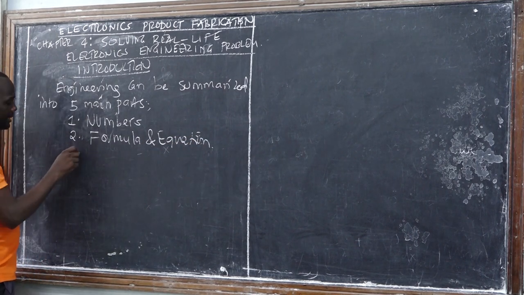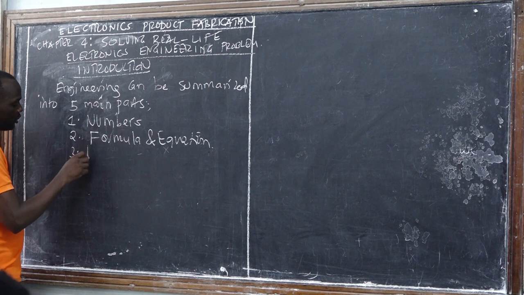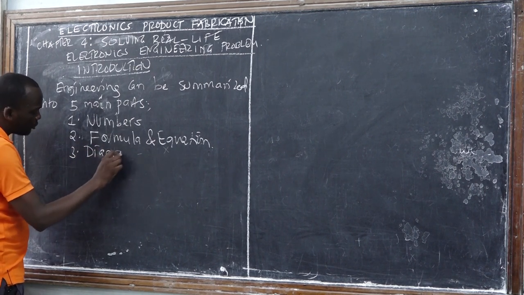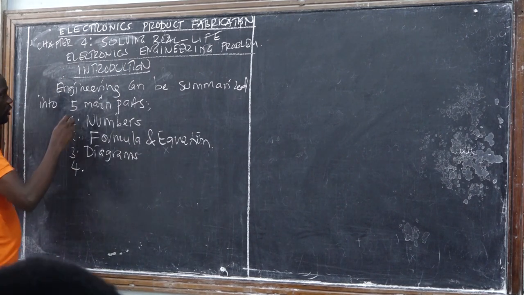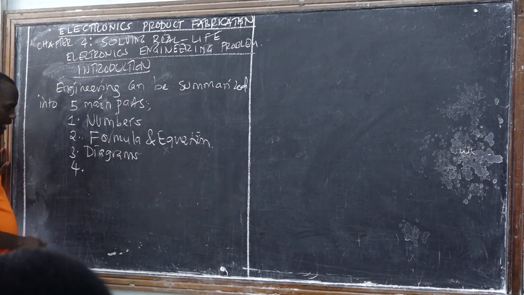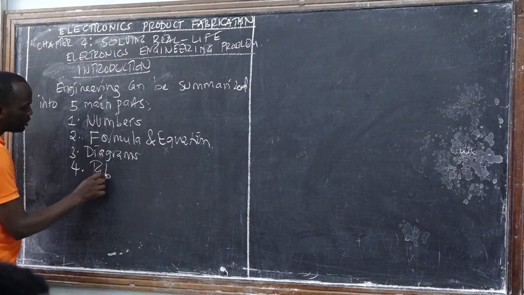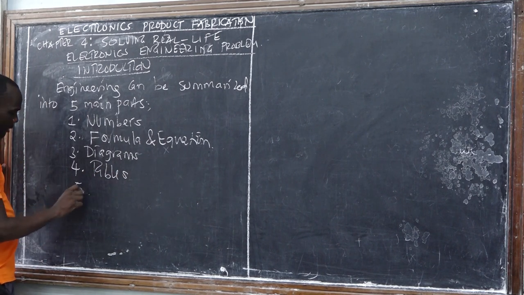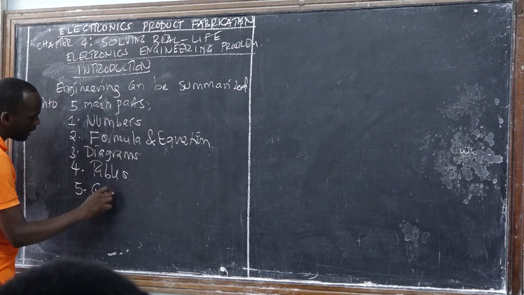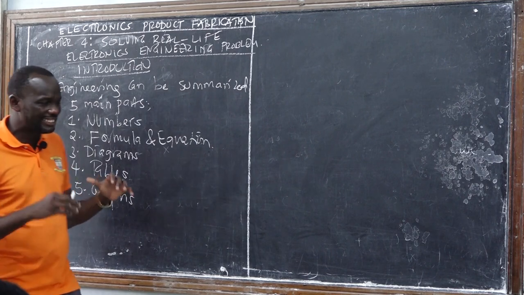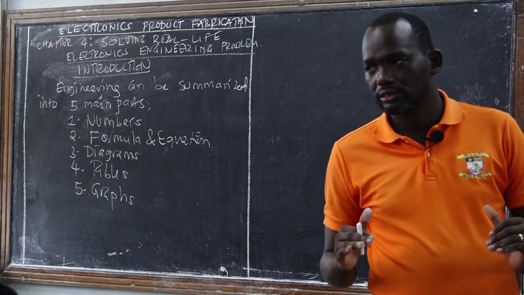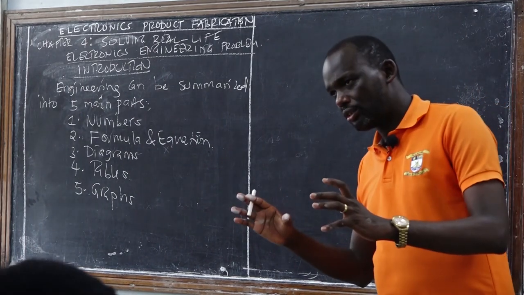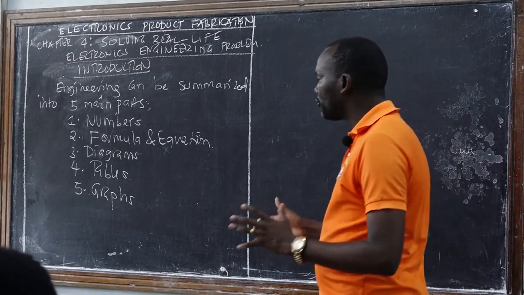Also, I told you that the third component of any engineering, be it mechanical engineering or electronics engineering, is something called diagrams. Say diagrams. And then the fourth main part of any engineering field: engineering is all about tables. And then the fifth part: engineering is all about graphs. So these are the five main parts into which you can summarize any engineering field or any engineering concept.